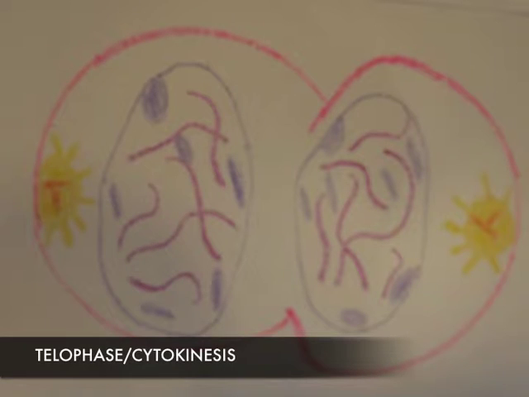In telophase, two daughter nuclei form, the nuclear envelope arises, and the chromosomes condense, completing mitosis. Cytokinesis divides the cytoplasm by forming a cleavage furrow, pinching the cell into two daughter cells.